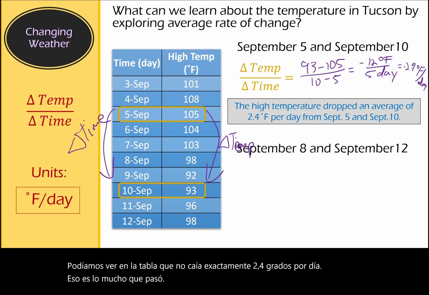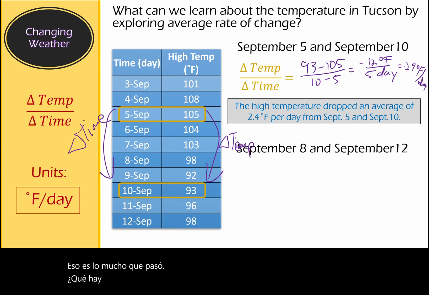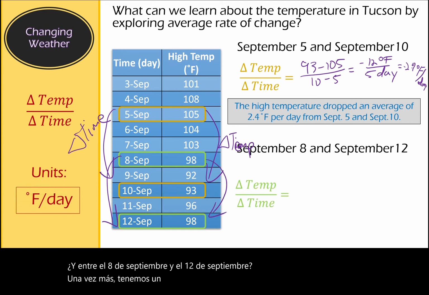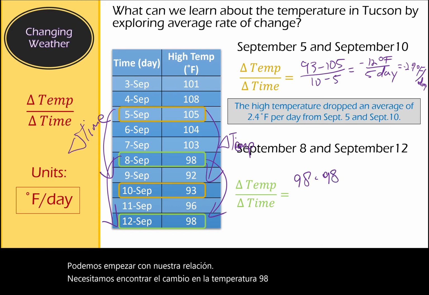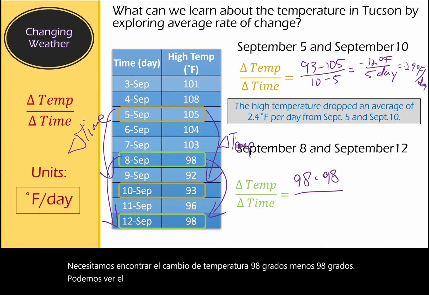What about between September 8th and September 12th? Again, we have a change in time. We have a change in temperature. We can start with our ratio. We need to find the change in temperature. Well, 98 degrees minus 98 degrees, we can see the change in temperature is 0.